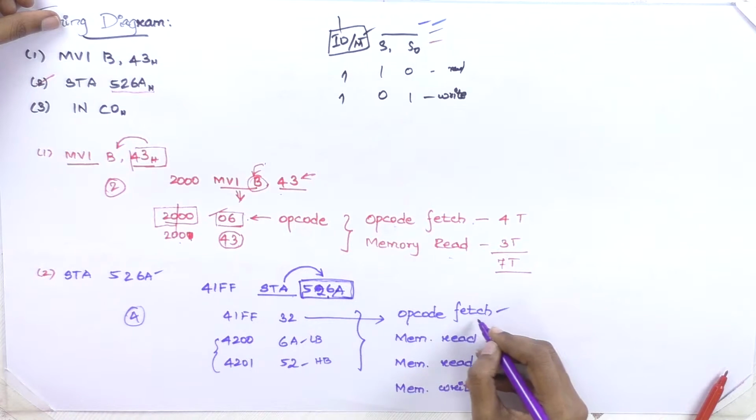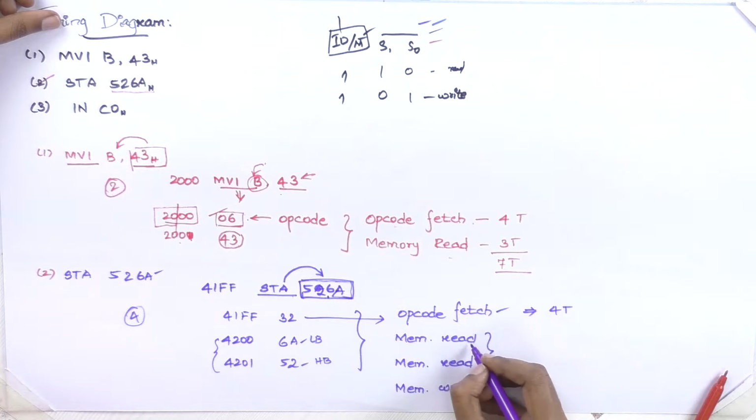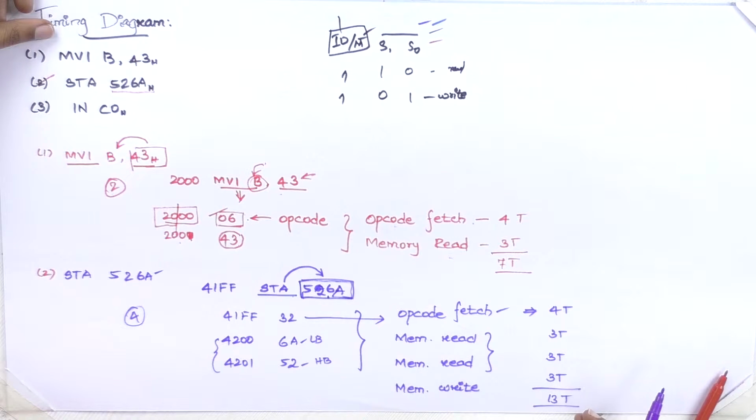Fine. So how many T states does it require? The opcode fetch requires 4 T states, memory read 3, then a memory read 3, then a memory write 3. So as a whole, it requires 13 T states. Fine. Okay, so this STA 5268 requires 13 T states and 4 machine cycles. Those 4 machine cycles are opcode fetch, 2 memory reads and 1 memory write machine cycle. Fine. So now we will see the timing diagram of that.